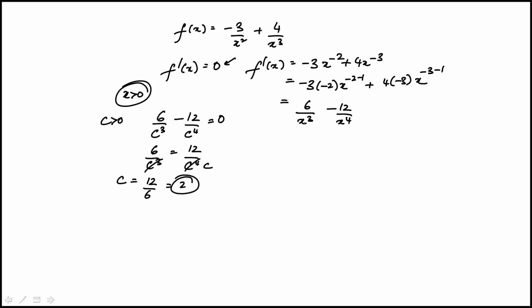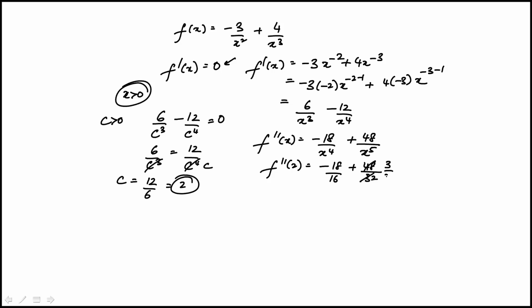And to confirm that it is indeed a minima, you'd find the second derivative, which will be minus 18 over x to the fourth, and then plus 48 over x to the fifth. And then if I compute it at 2, minus 18 over 16 plus 48 over 32, you'll see that this number is a little bit more than 1, but that is 1.5, so this is clearly positive. That means this is indeed a minimum because our condition is f double prime c is greater than 0.